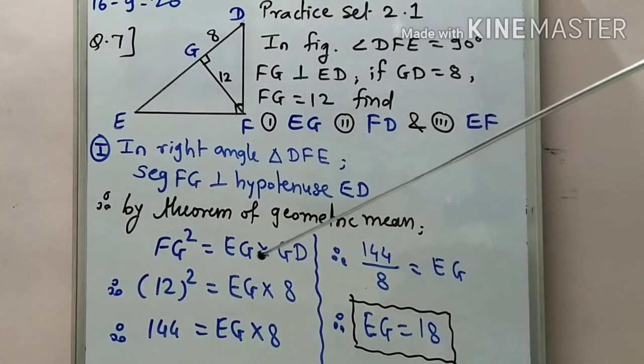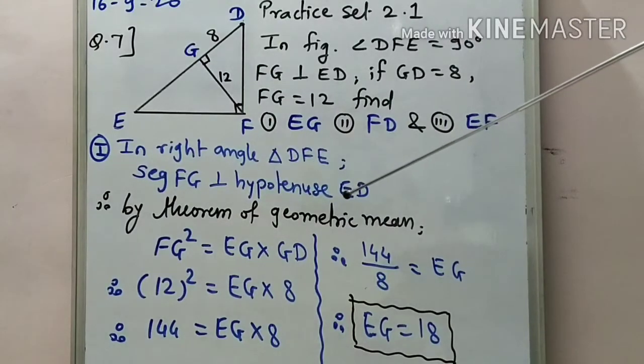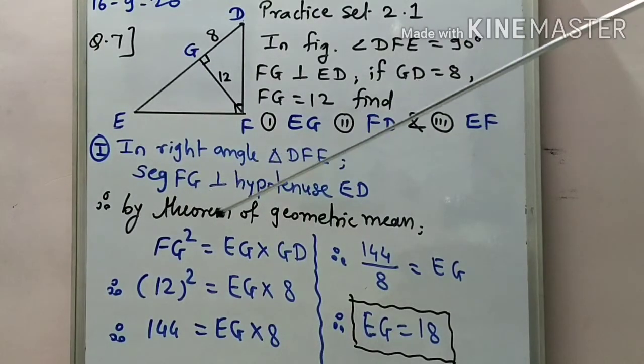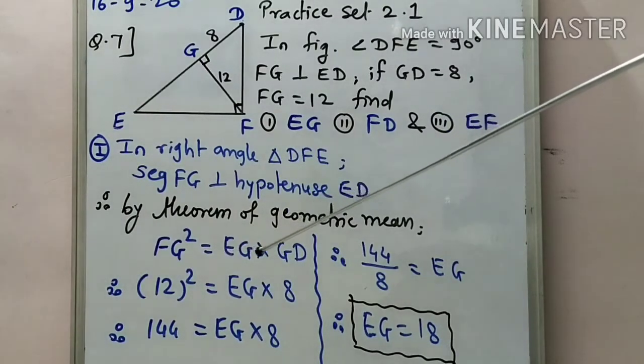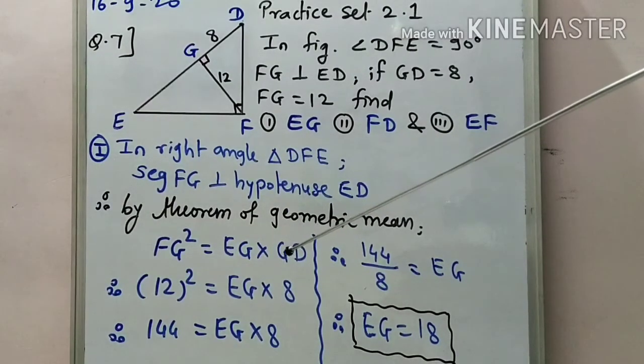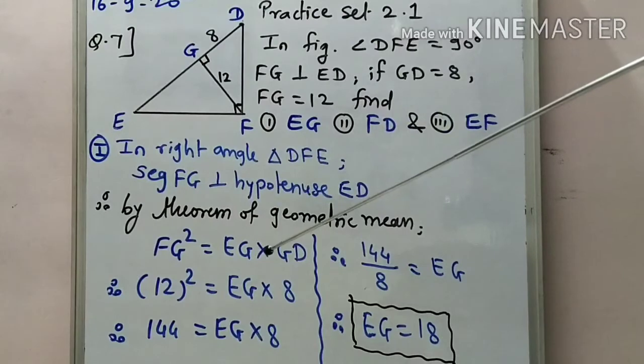So like this we write down those steps. In the right angle triangle DFE, the segment FG is perpendicular to hypotenuse ED, and hence by the theorem of geometric mean, FG square equals what? EG into GD. The square of that altitude is equal to the product of the two parts of the hypotenuse.